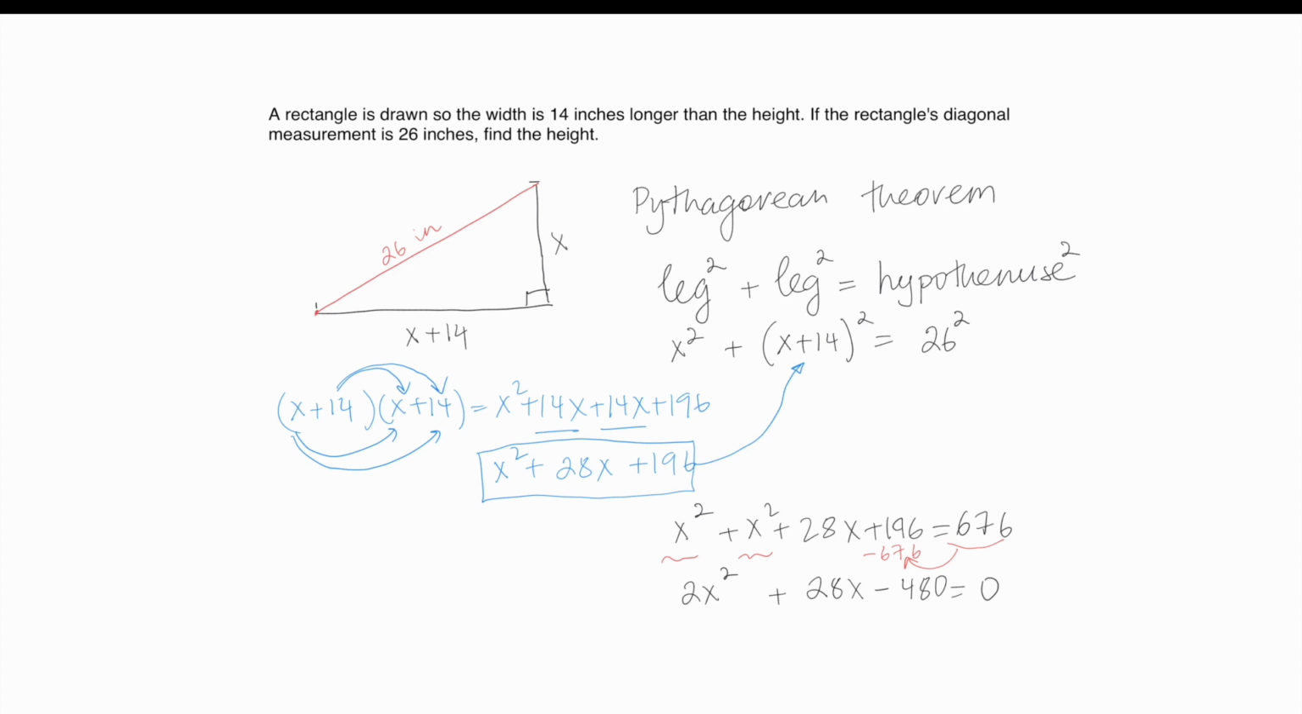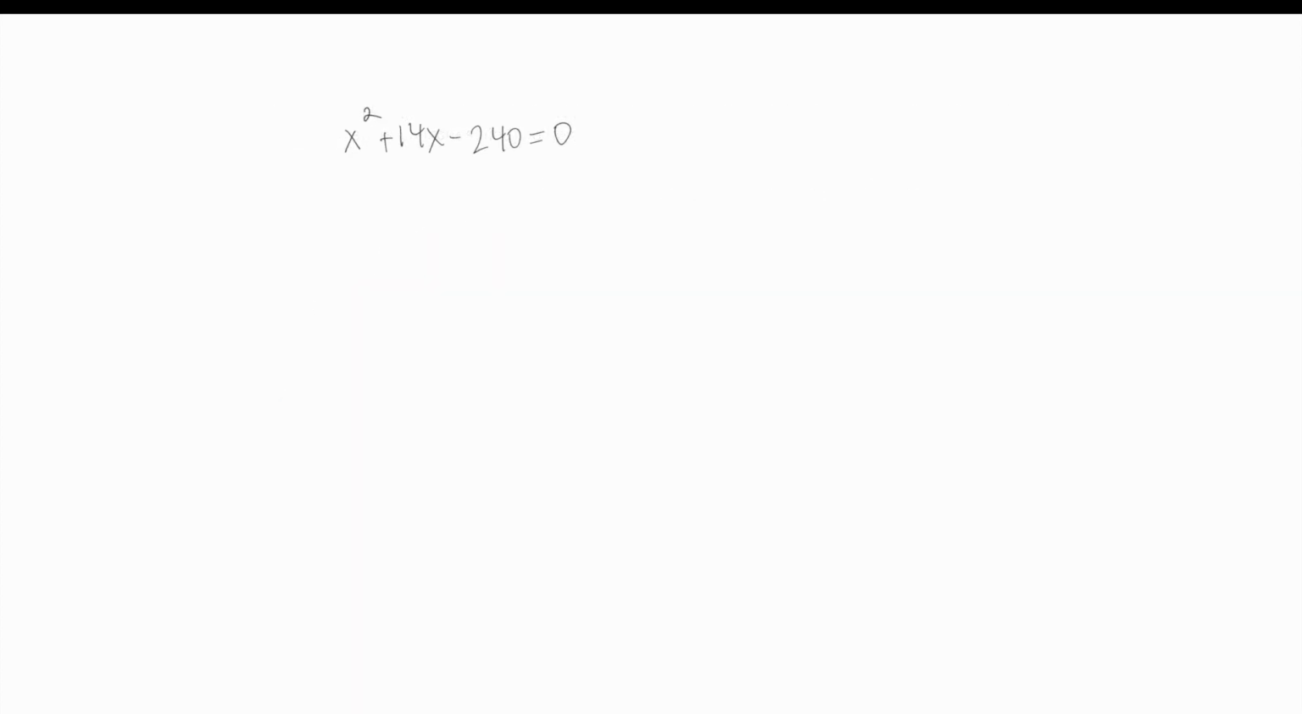I will go ahead and first divide all terms by 2 just to make the numbers smaller, and they're clearly all divisible by 2. You can think of it as taking a 2 outside of the parentheses. So the first term is going to be just x squared. The second one here will become 14x, and 480 divided by 2 will be 240. The 0 after the equals sign will stay as 0. So I'm going to rewrite this equation, and it's actually solvable using factoring.